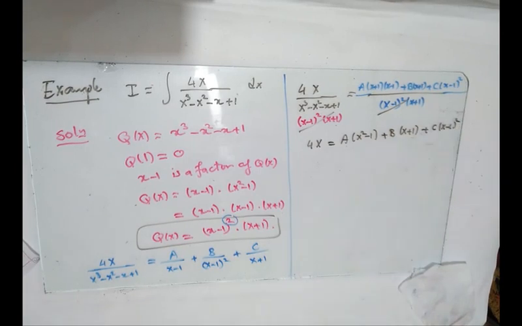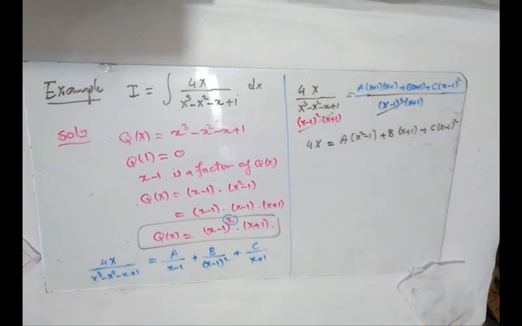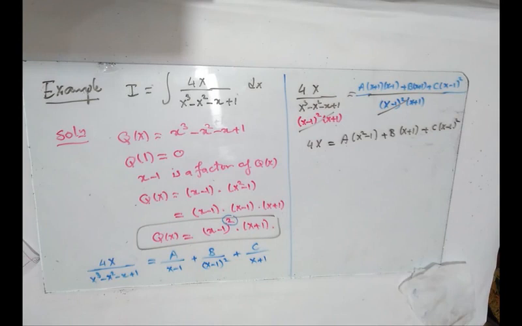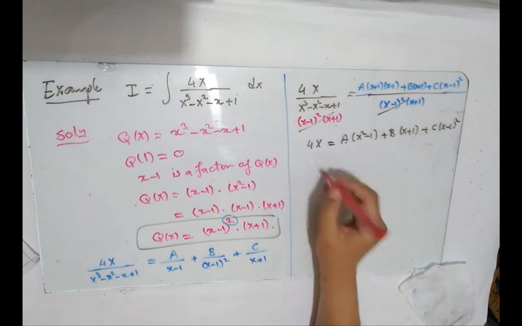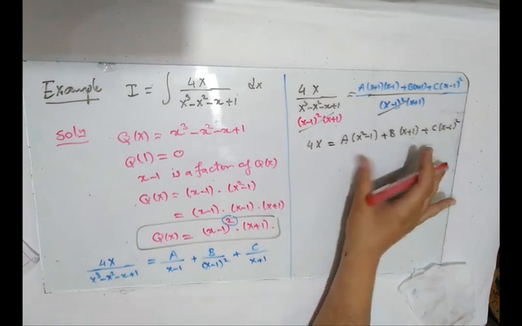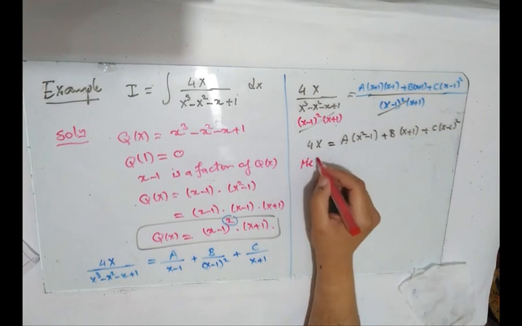And here you can find a and b and c using our two methods. So let's begin with the first one, which is we will compare the coefficients after simplifying the right hand side. So method 1.